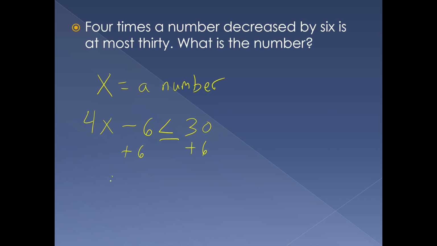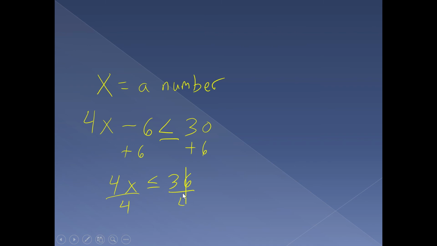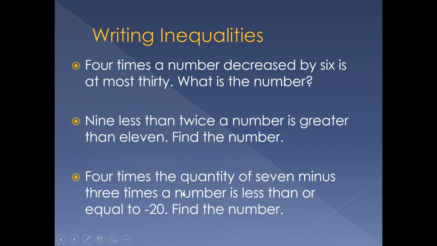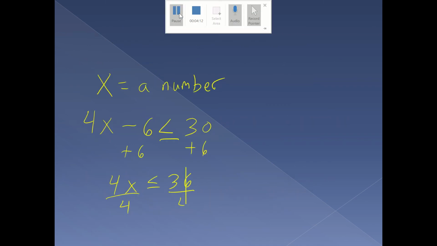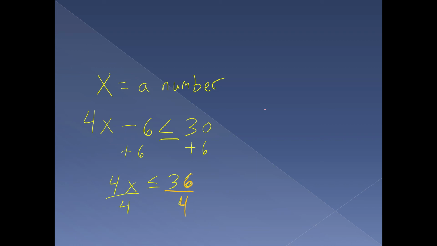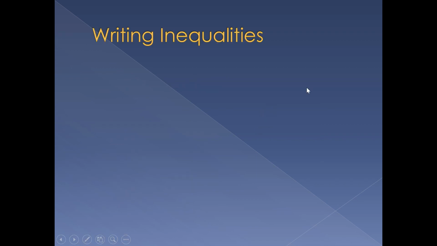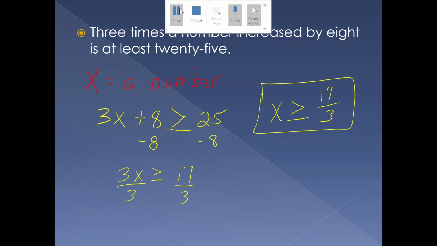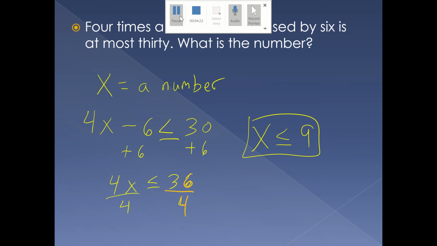6 plus 6. 4x less than or equal to 36. We divide both sides by 4, and we get x is less than or equal to 9.